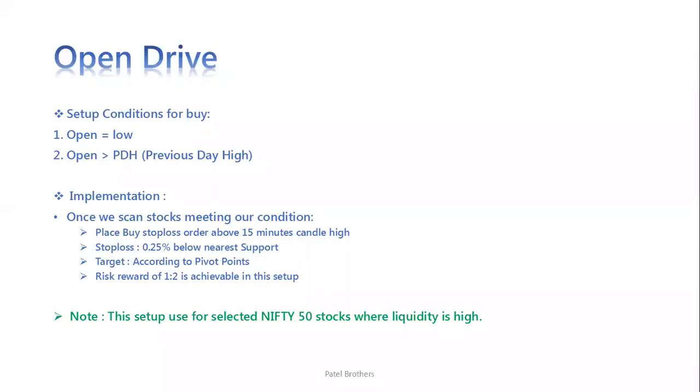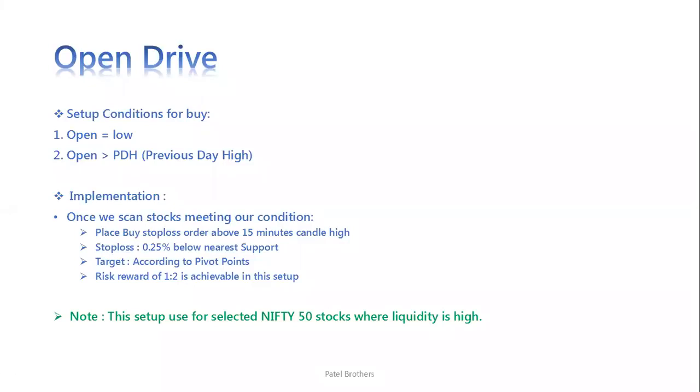So this is a trend setup. After you get this setup, it should be a trending day, so we'll be jumping in on the first 15 minutes close only. Once the 15 minutes candle is completed and its high is crossed, we'll be buying. We'll place a buy stop order just above the 15 minutes candle high. What should the stop loss be? The nearest pivot point or the 5 minutes candle's low will be figured out, and according to that we'll place the stop loss.